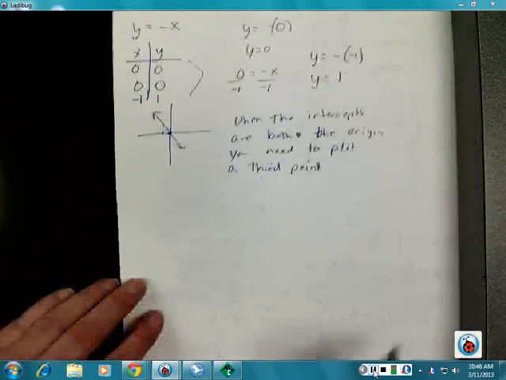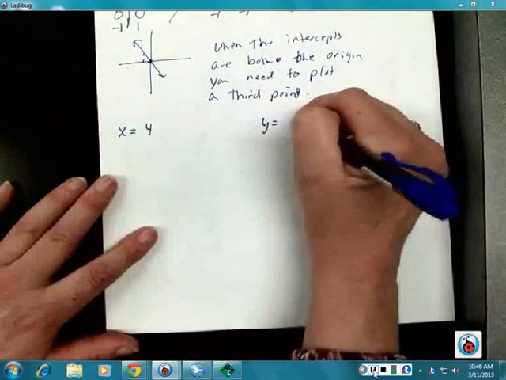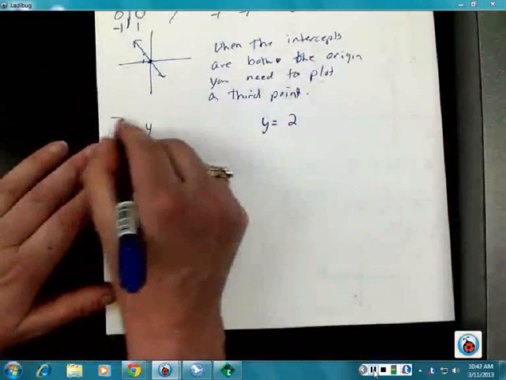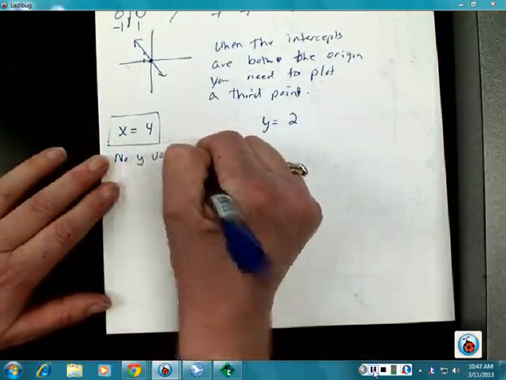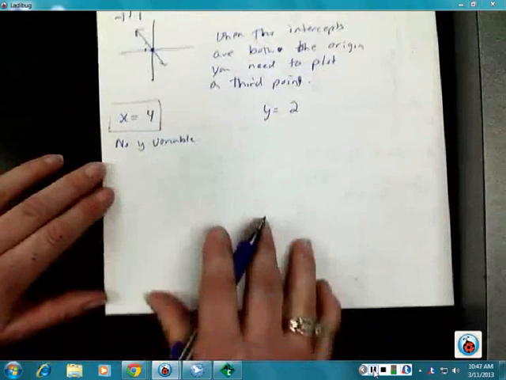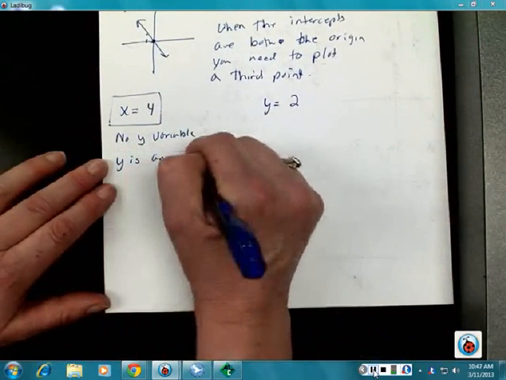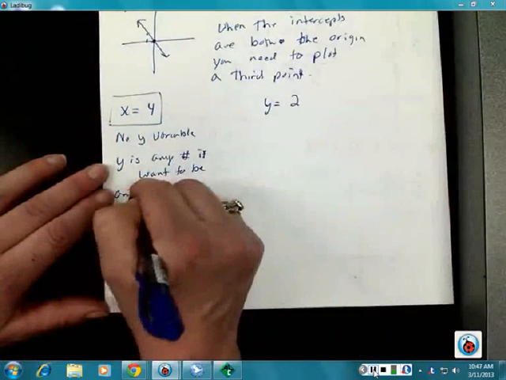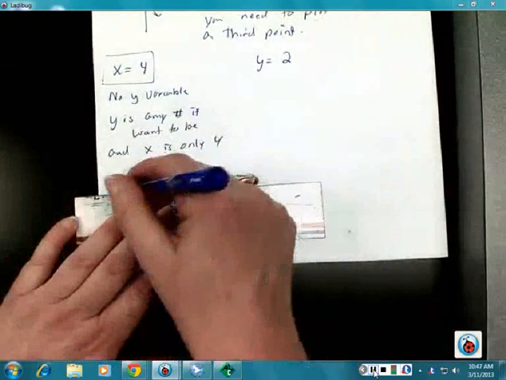The other ones they give you are some special ones. These are when x equals 4 or when y equals 2. Why are they special? Notice this one does not have a y, so there's no y variable in it. This one, if you graph it, the thing that happens is that y is any number it wants to be. And x is only 4. Only 4. So what does that mean? If I were to graph this thing, what would it end up looking like?